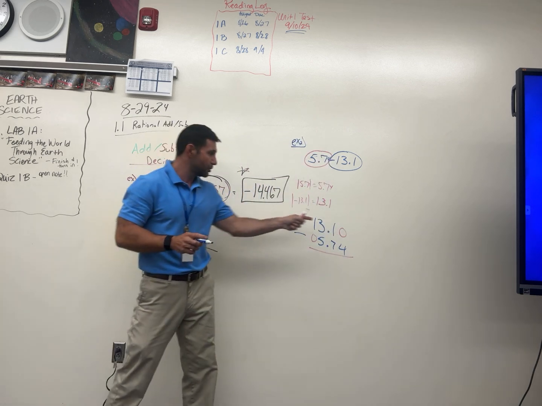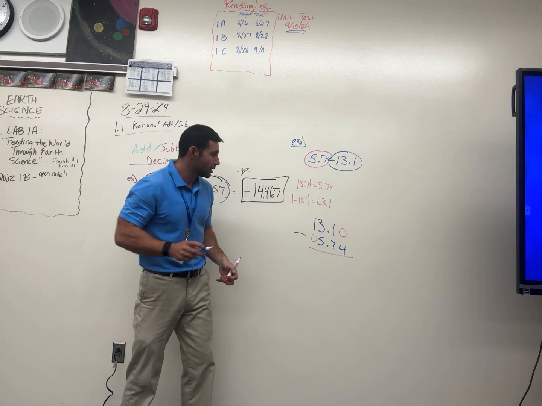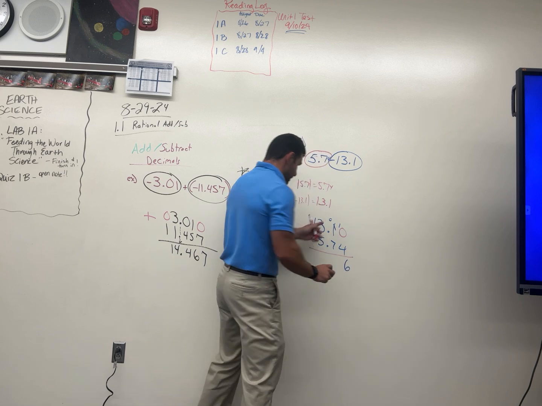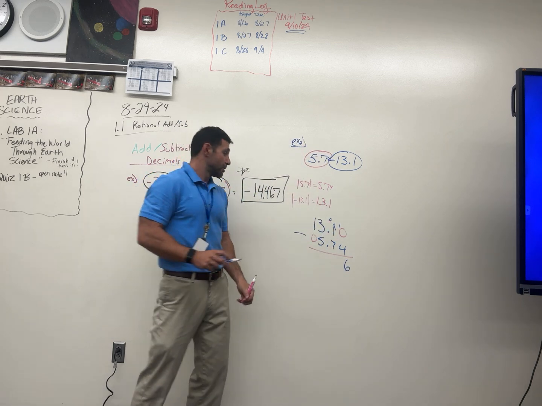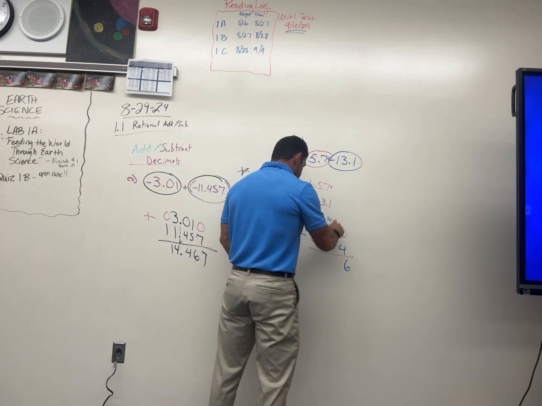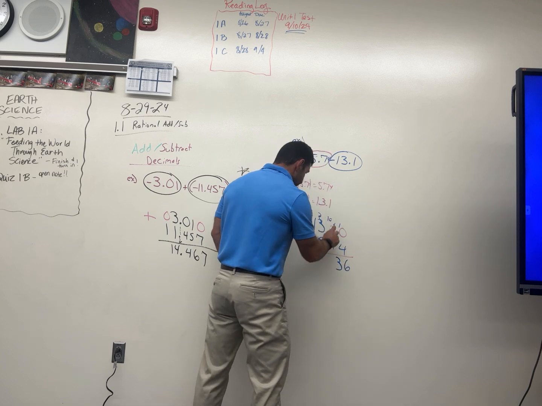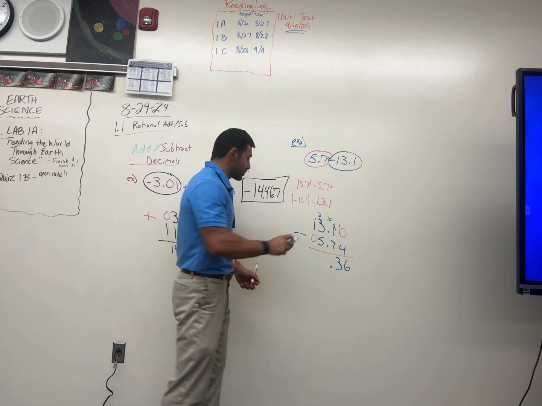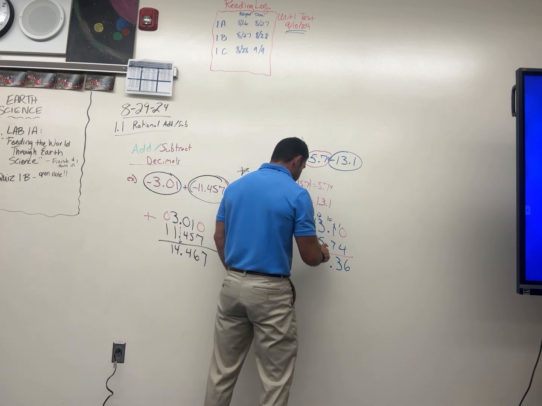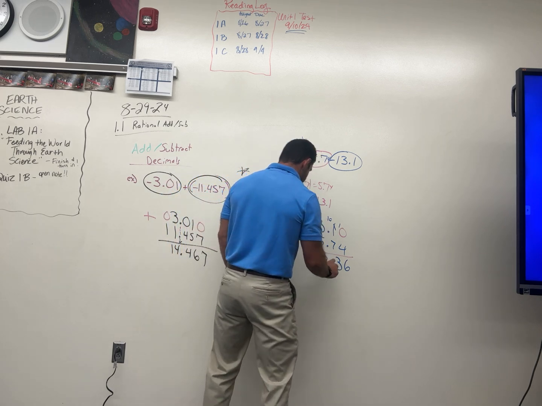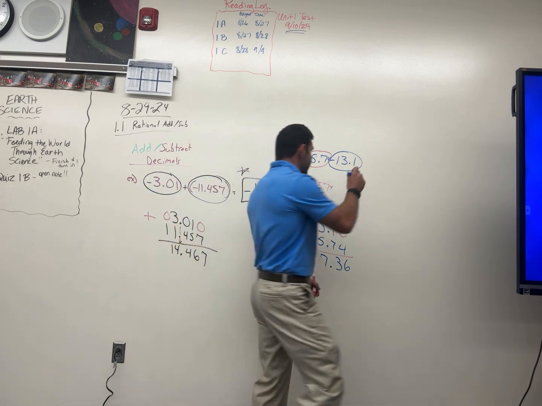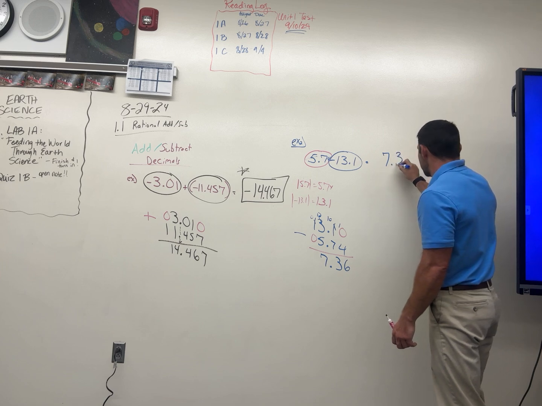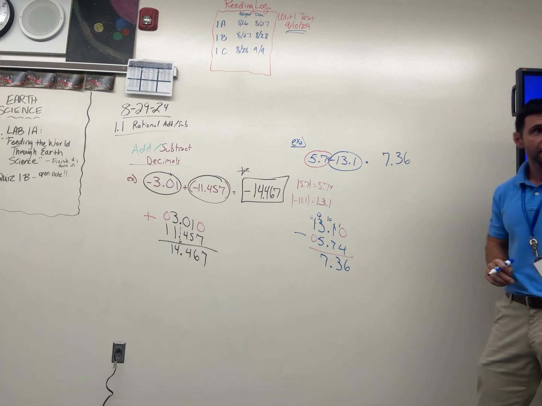Okay, can I do 0 minus 4? Nope, so we have to regroup. So I take from here. 10 minus 4 is 6. Can I do 0 minus 7? Nope, so we regroup. 10 minus 7 is 3. Decimal comes down. Can I do 2 minus 5? No, so we regroup. 12 minus 5 is 7. So now I get 7. I don't know, can we still see this? Yeah. 7 and 36/100ths. Still with me?